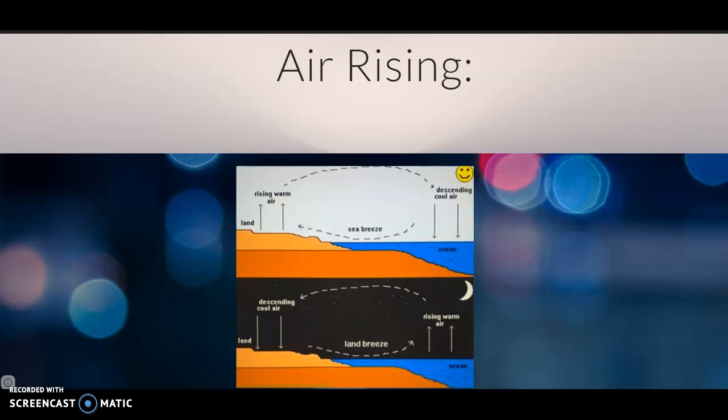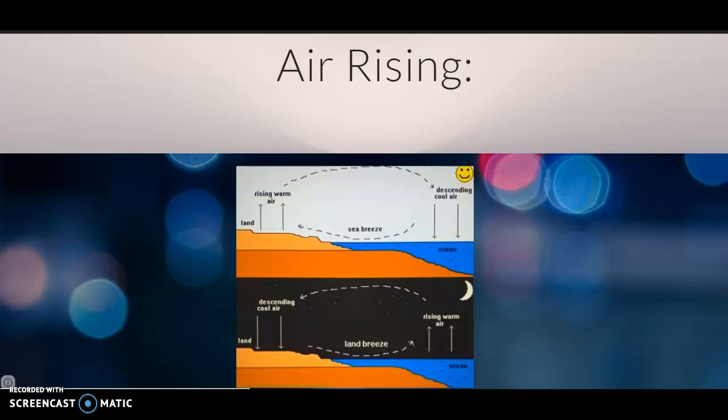During the day, the warm air is rising from the land, while the cool air is descending over the ocean, and that sea breeze is blowing towards land from the ocean. At night, the cool air is descending over the land, while the land breeze flows from the land to the ocean, sending that warm air up above the ocean.